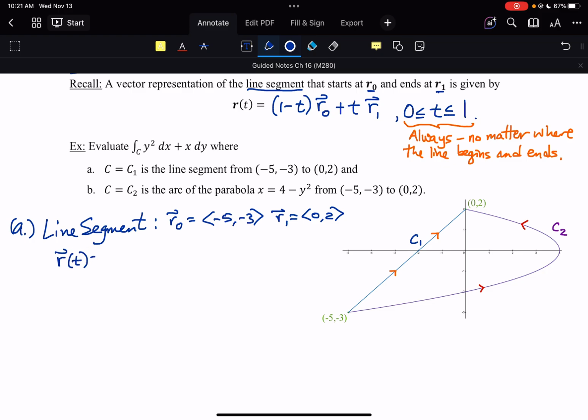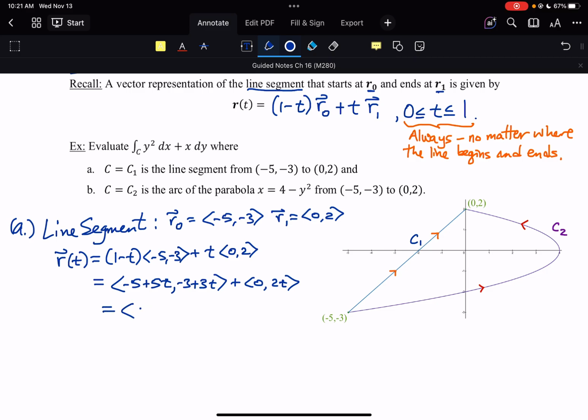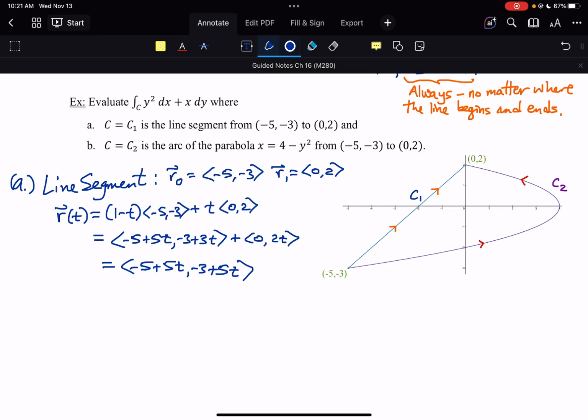So for r of t, we get 1 minus t times -5, -3, plus t times 0, 2. So that's -5 plus 5t, and -3 plus 3t, plus 0, 2t. Combine those, and we get -3 plus 5t. And that's going to give us x and y. So x is -5 plus 5t, y is -3 plus 5t, and t goes from 0 to 1.